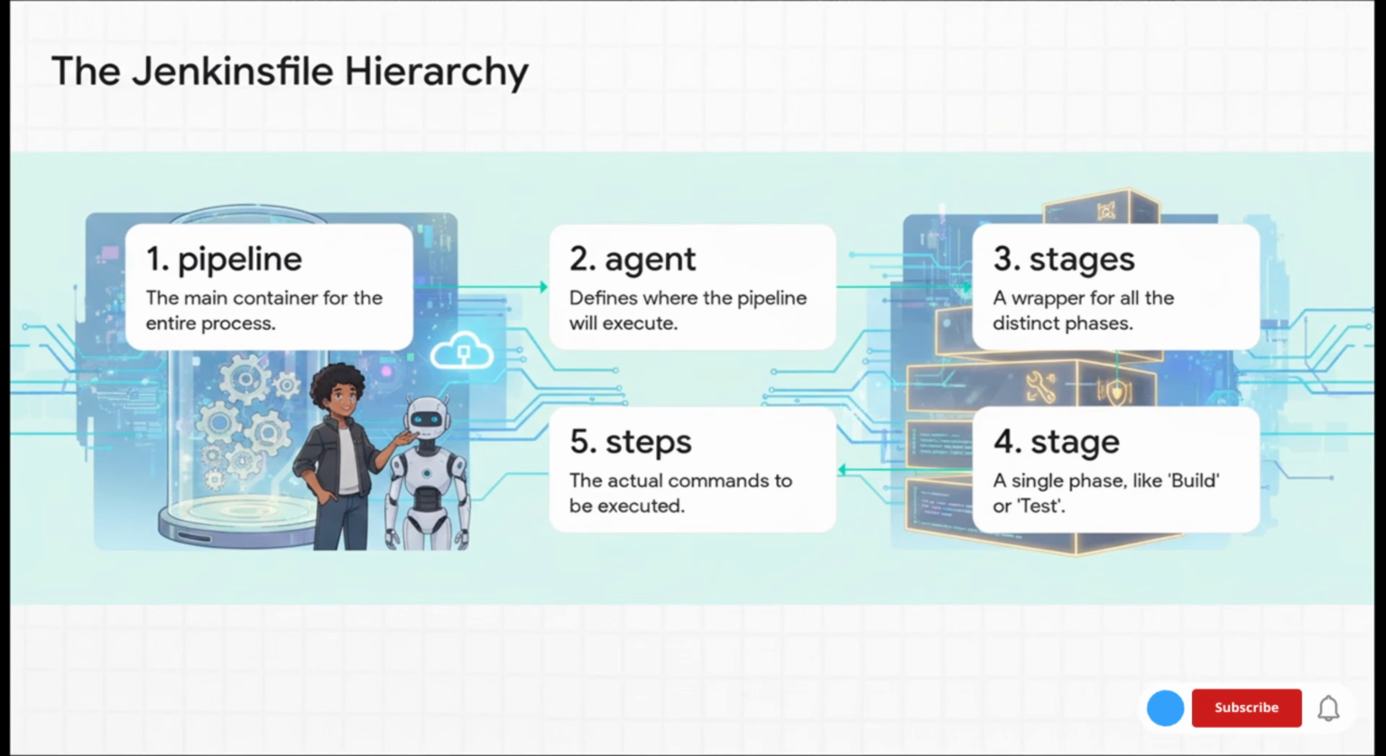Let's recap that structure real quick, because it's super important. It all starts with the main pipeline block. Inside that, you have your agent. Inside that, you have the stages wrapper, which holds one or more individual stage blocks. And finally, inside each stage are the steps where the work actually gets done. See? It's a really clean, predictable hierarchy.